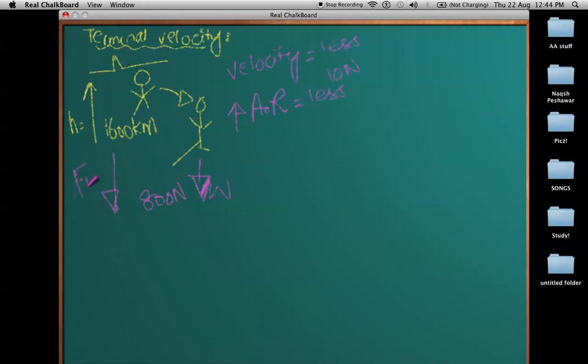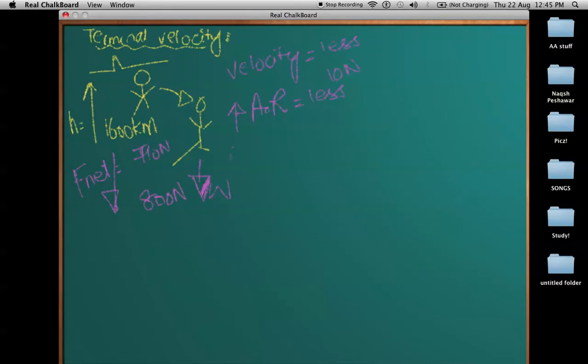The net force is downwards, because you can see that it's greater downwards. So the net force is downwards, and he will be accelerating with a large acceleration towards the ground, because the net force is around 790 newtons. So he would be accelerating too much.